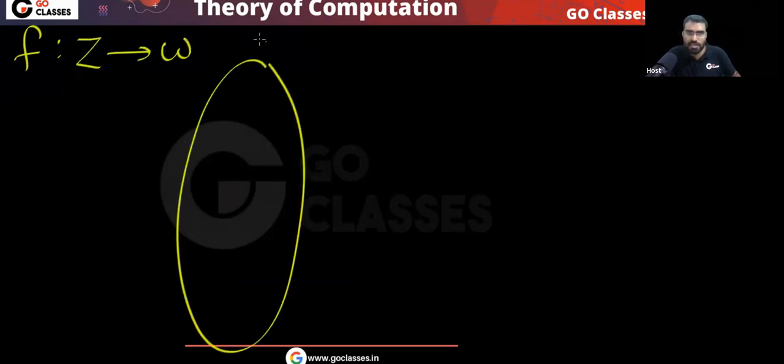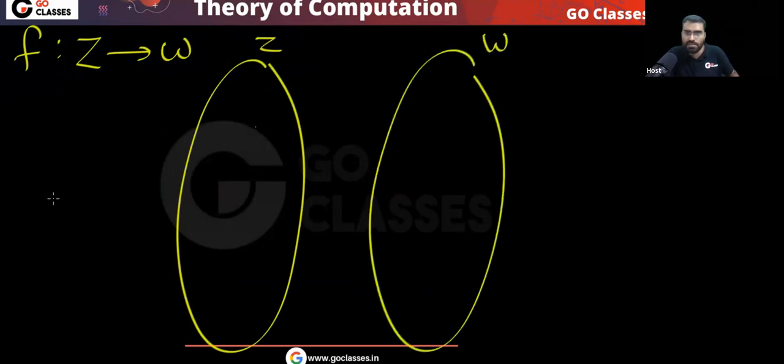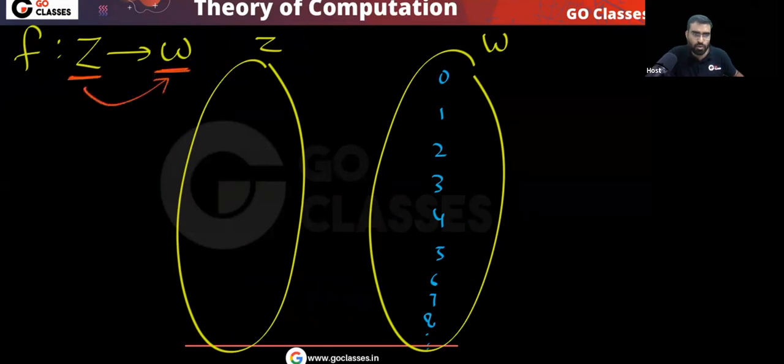Please notice. I am creating a bijection from Z to whole numbers. These are the Z. These are whole numbers. I'm creating a bijection like this. See, this is 0, 1, 2, 3, 4, 5, 6, 7, 8, and so on. What I'm doing is from integers to whole numbers. Remember, from integers to whole numbers.